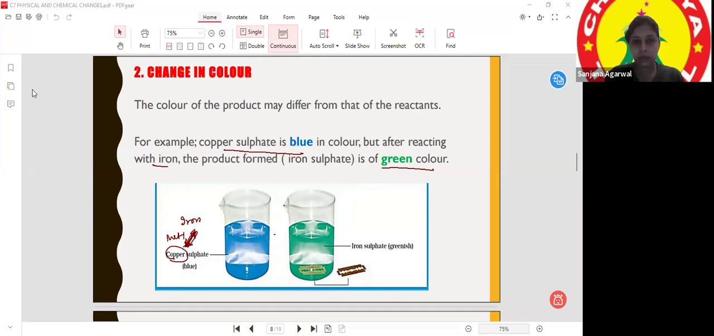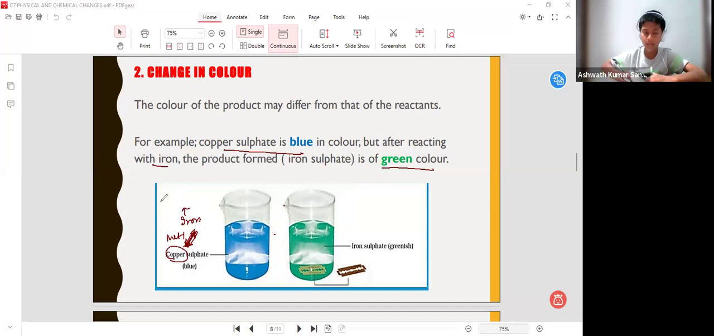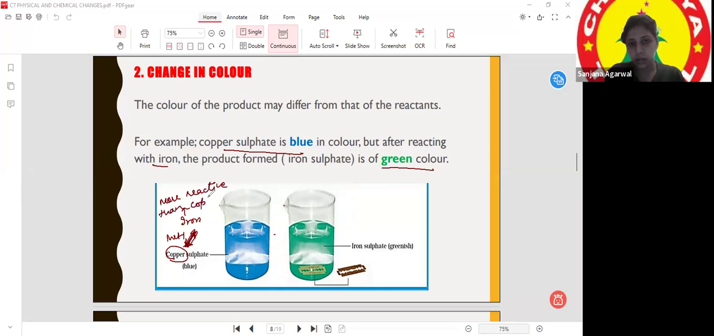Okay. This is the reason for its color change. Next examples are rusting of iron and cooking of food. Can you think of more?